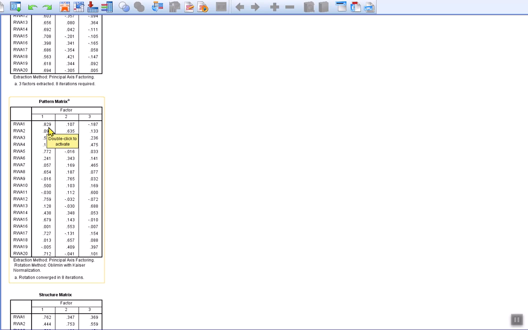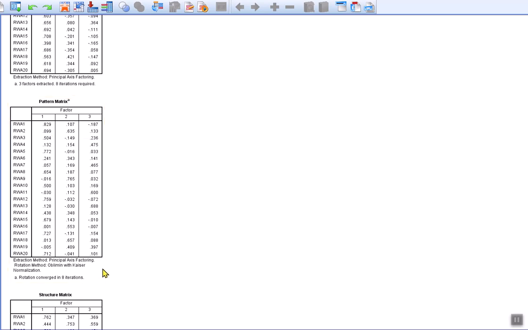Now, RWA1, that was the item about having a strong leader who's going to stamp out all the wicked people. And that loads really strongly onto factor 1. The second item was about gays and lesbians being as moral as anyone else in society. And that one is loading onto the second factor, not the first factor. So what you want to see here are clean factor loadings where each item loads only onto one factor.